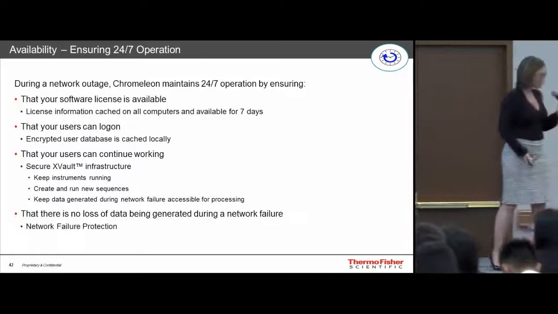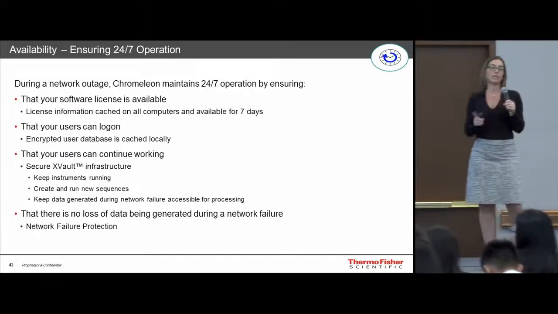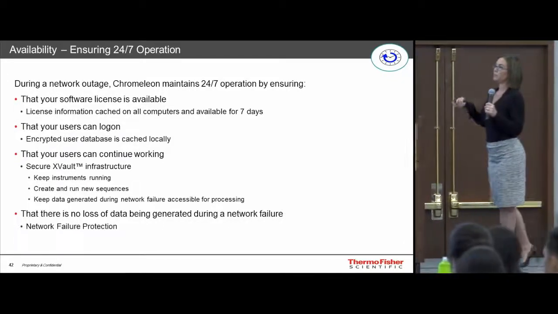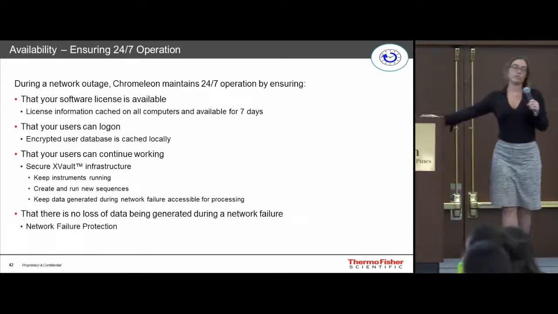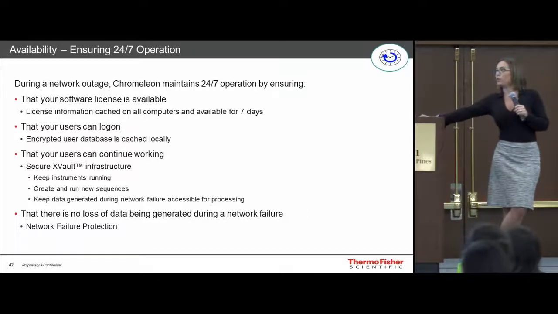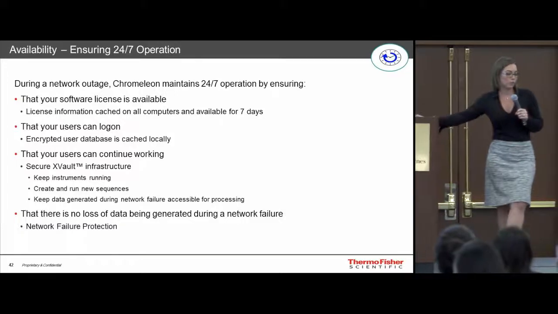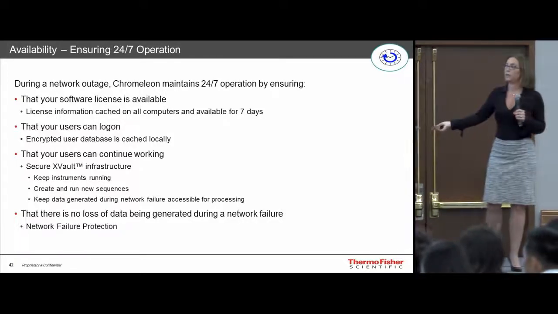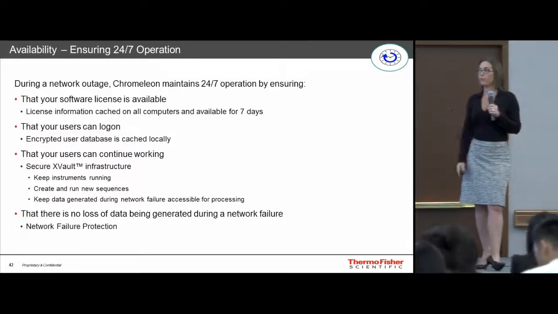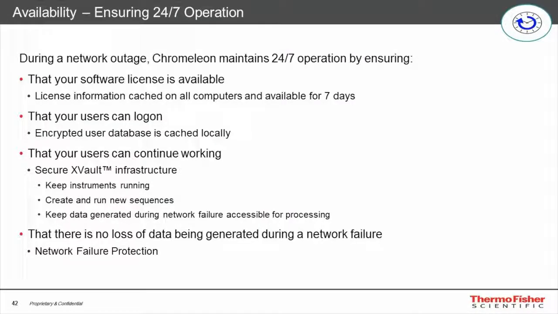Availability of Chameleon 24/7 essentially just means that you will never lose your data. If your server goes down for any reason, your license will be available on all those computers locally cached for 7 days. So that'll give you time to get your network up and running again. It'll be secure on a local X vault, which will then push it out to the server once the server is back up and running.